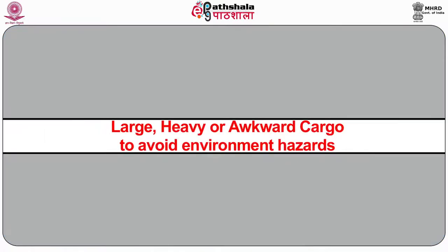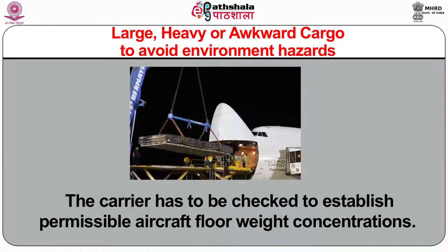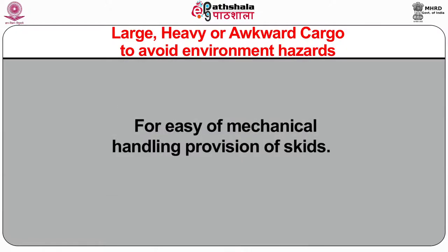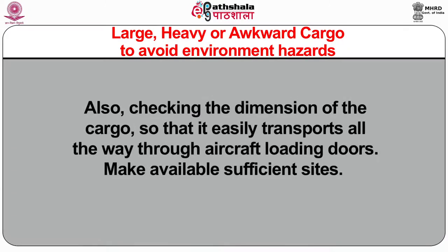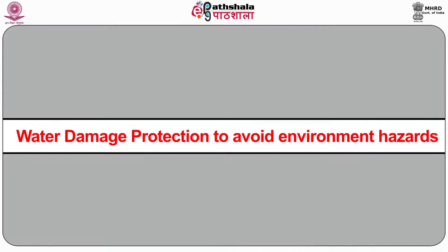Large, heavy or awkward cargo, to avoid environment hazards. The carrier has to be checked to establish permissible aircraft floor weight concentrations. For ease of mechanical handling, provide skids, also checking the dimensions of the cargo so that it easily passes through aircraft loading doors. Make available sufficient sites.